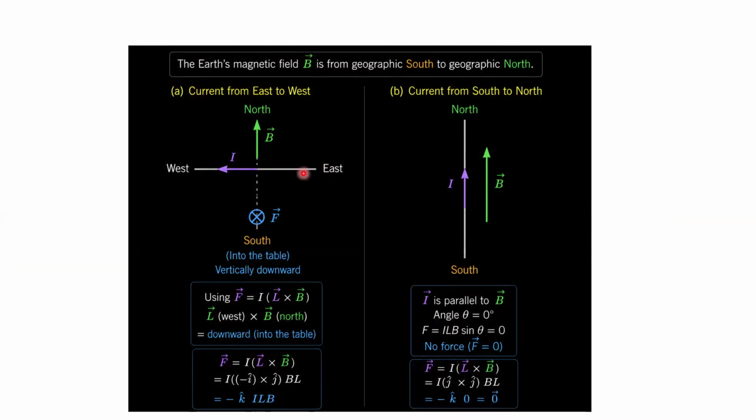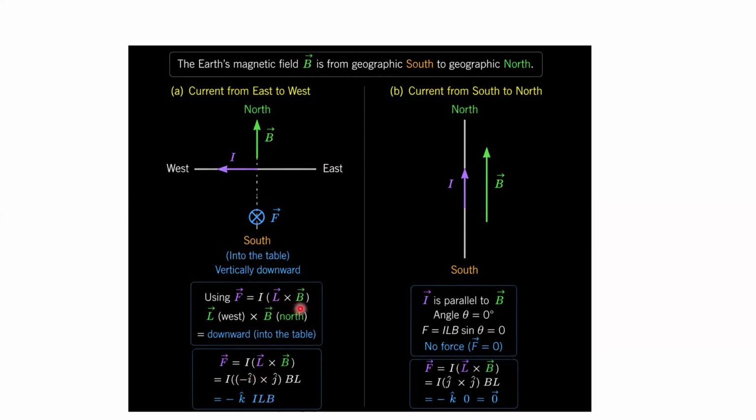Current is flowing from east to west, right? In terms of i cap, j cap, k cap, along the x-axis is i cap, but east to west is minus i cap. So the force formula is I into L cross B. Now I keep it as it is. L direction: current is flowing in this direction, so that is minus i cap direction. Correct? East to west means minus i cap direction.